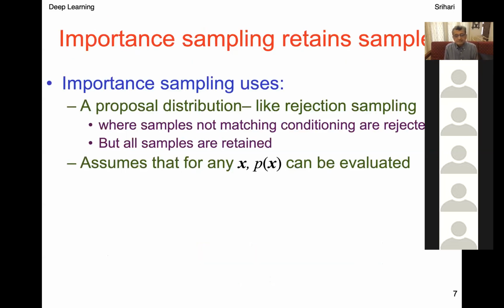Importance sampling also relies on a proposal distribution, but where rejection sampling rejects samples not matching some kind of conditioning, here all samples are retained. So rejection sampling keeps on throwing away samples, which can be a problem because you're mostly throwing away all the samples you generate. Whereas importance sampling says keep on generating samples, but associate an importance with every sample.